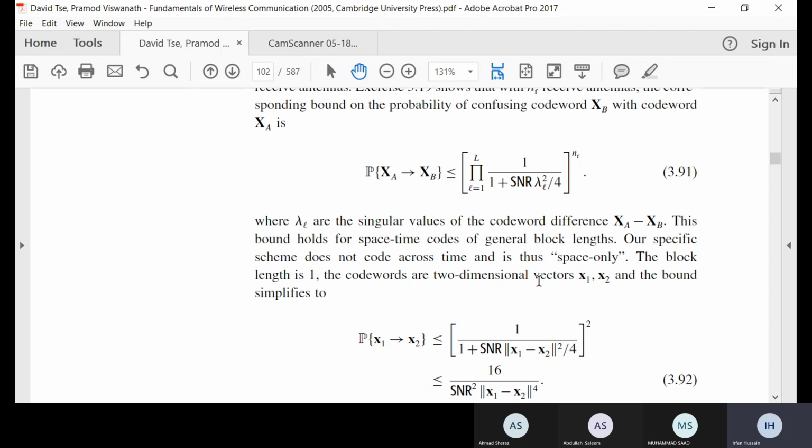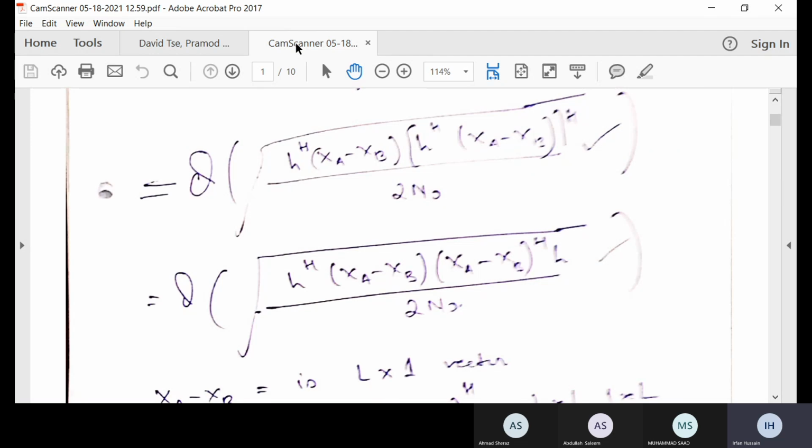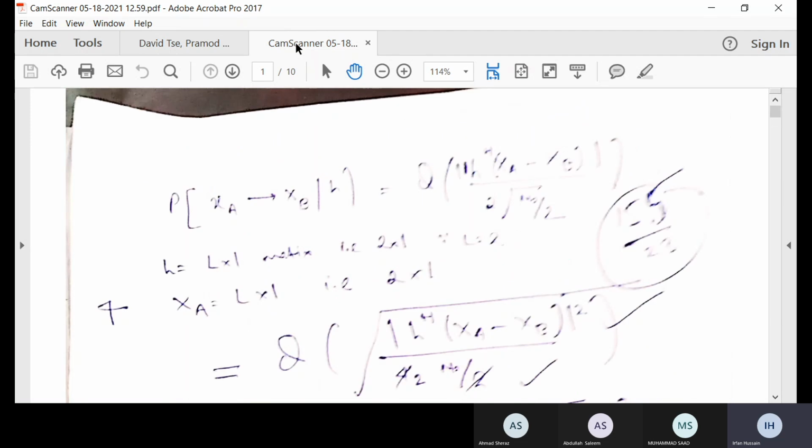So you can very well see here that we are not coding across time, so our code words will be just vectors of length 2, because 2 antennas are there. And he says the bound simplifies to this thing. Now he has not given a proof for this, so I have actually done a detailed proof, so that will help you.